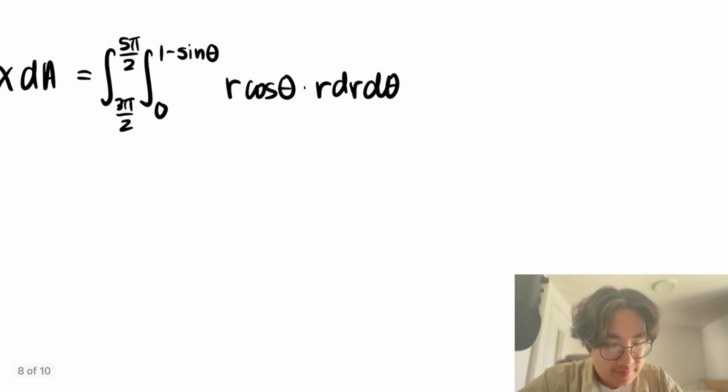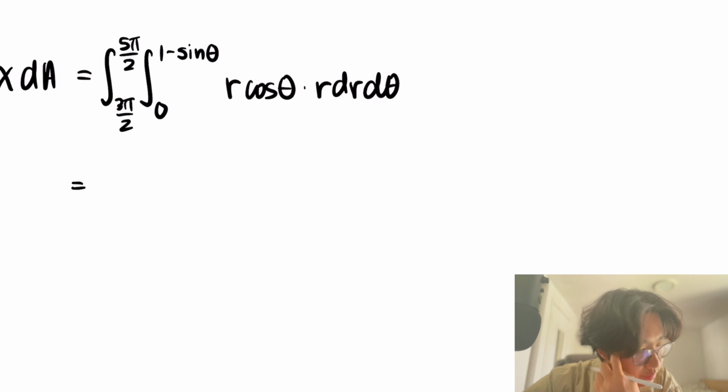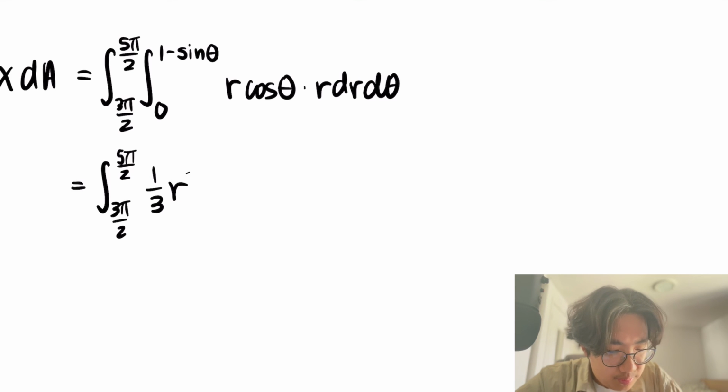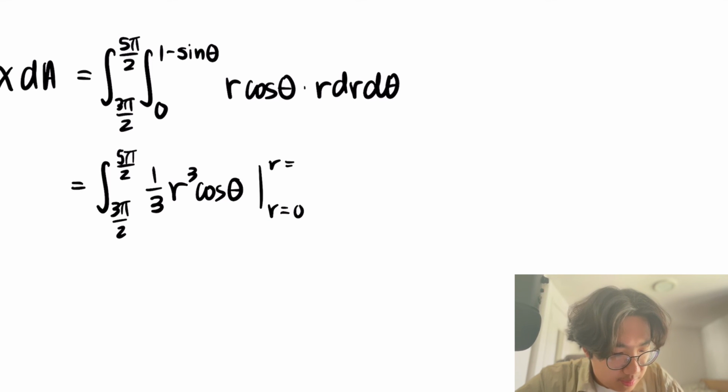From here, we can evaluate as normal. So here we have r squared. Again, it becomes r squared cos theta. If we integrate that with respect to r, it becomes 1/3 r cubed. So let's write that out here. 3 pi over 2, 5 pi over 2, and then again, 1/3 r cubed cos theta, evaluated at r equal to 0 and r equal to 1 minus sine theta, d theta.